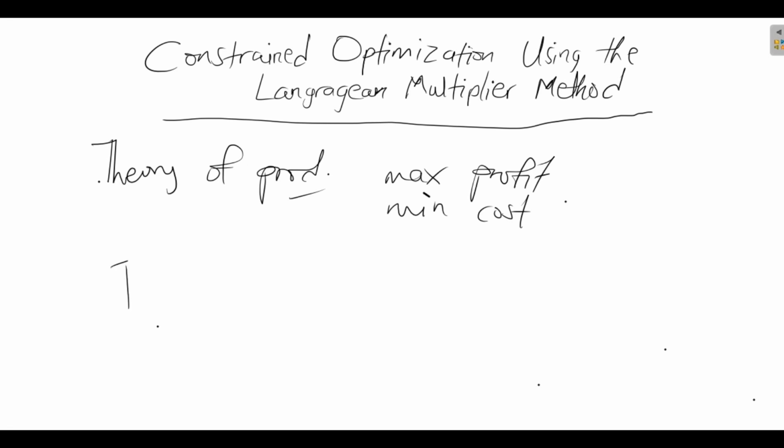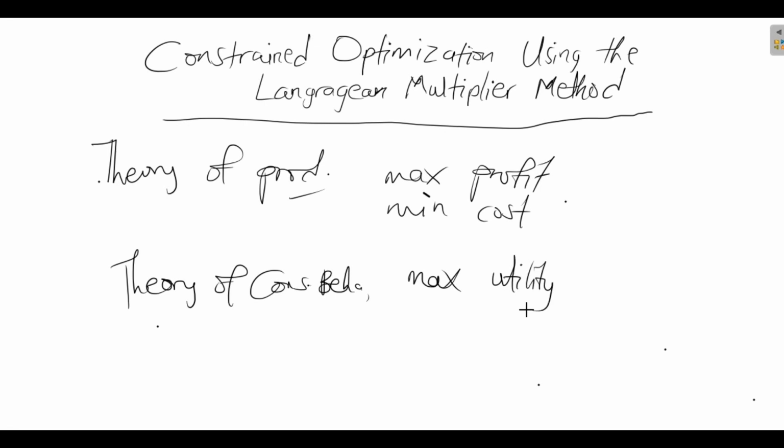In the theory of consumer behavior, you will know that individuals want to maximize utility from the consumption of certain goods. So most of the time, the profit comes in a function. In this case, we can have a profit function, we can have a cost function. With the profit function, you would want to maximize that function. With the cost function, you want to minimize that function. Or with the utility function, we want to maximize.